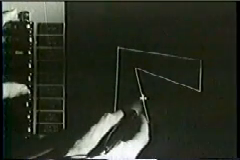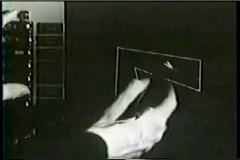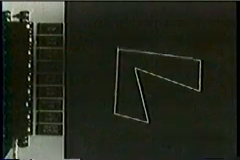This is the earliest known movie of Sketchpad. This was done in the summer of '62. Now notice he did something that we all are familiar with, but now he's pointing to all these edges and he's telling Sketchpad to make them all mutually perpendicular, and Sketchpad figures out how to do it.